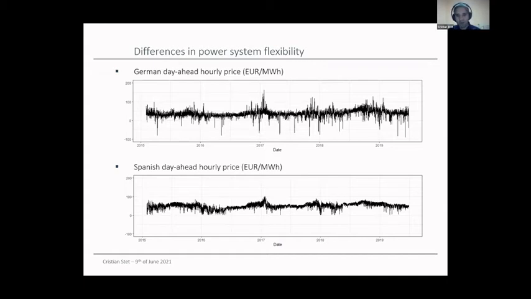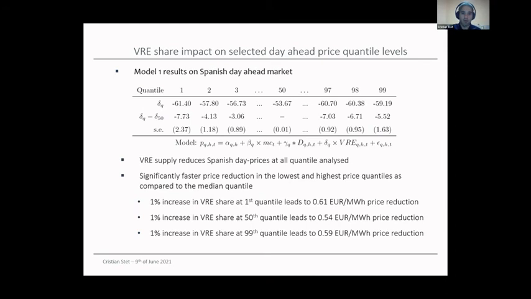because below zero is not possible. And the Spanish power market is much more flexible, especially at moments when you have lots of demand, where you would typically see lots of extreme high prices on the German power market. On the Spanish one, you don't see that much, because there is lots of backup capacity that can flexibly ramp up when needed. So we would expect the same kind of results, but not as pronounced as for Germany. And this is exactly what we observe.